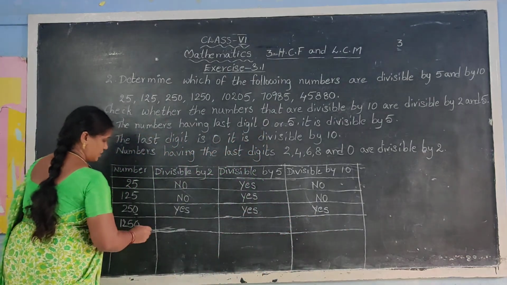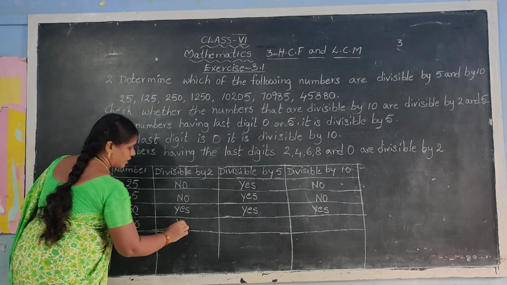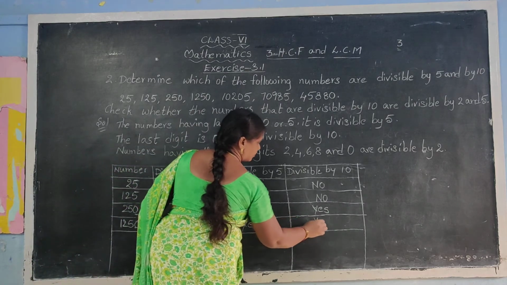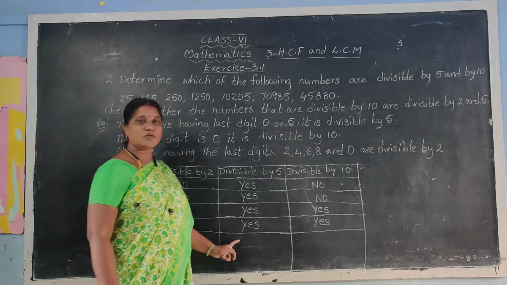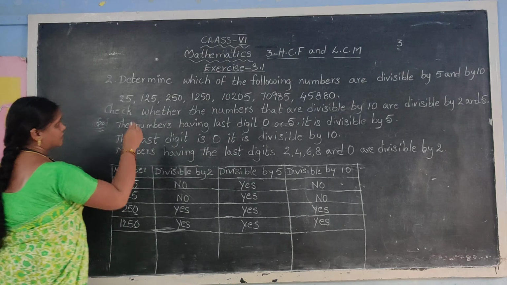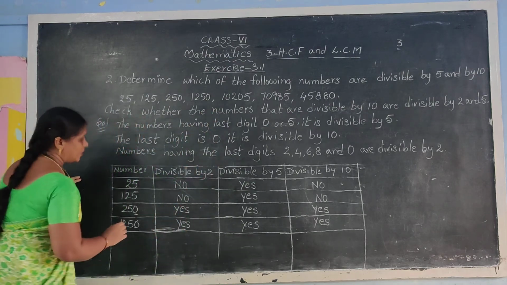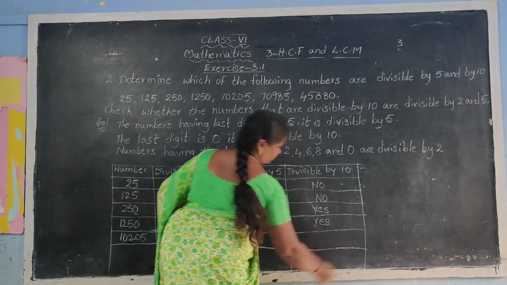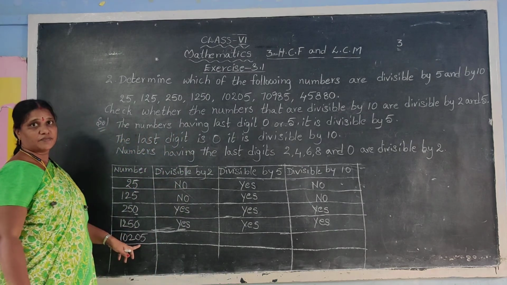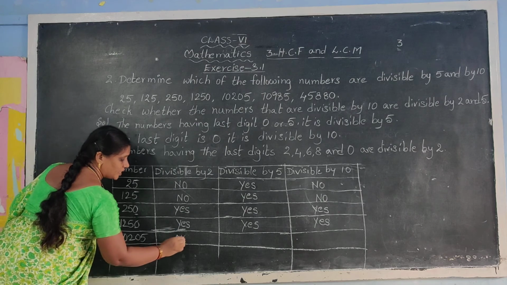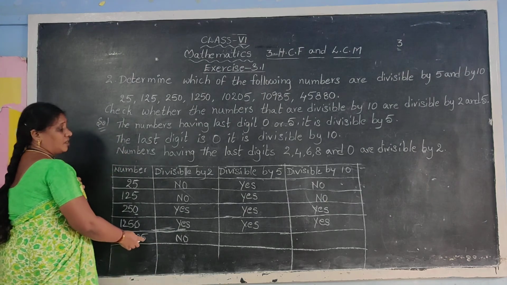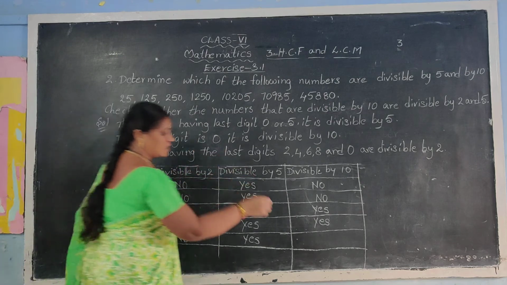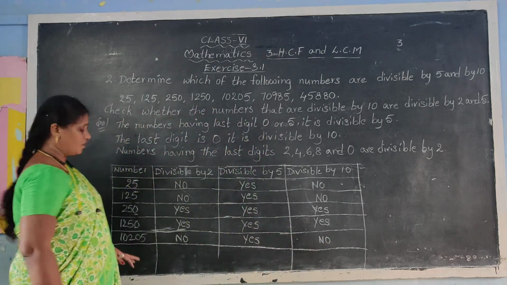1250. Here the last digit is 0, divisible by 2, divisible by 5, and since the last digit is 0, divisible by 10. Okay? Next, 10,205. The last digit is 5. It is not divisible by 2, since it is not an even number. The last digit is 5, so it is divisible by 5. But it is not divisible by 10. Next number.